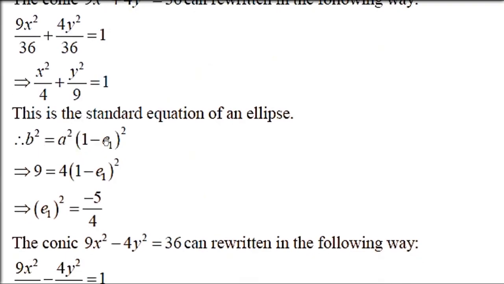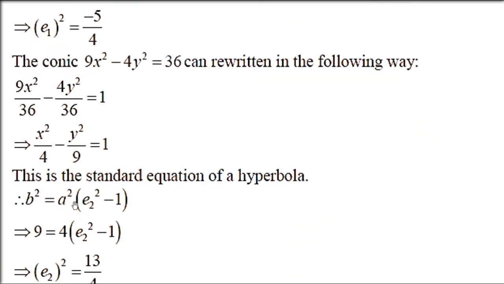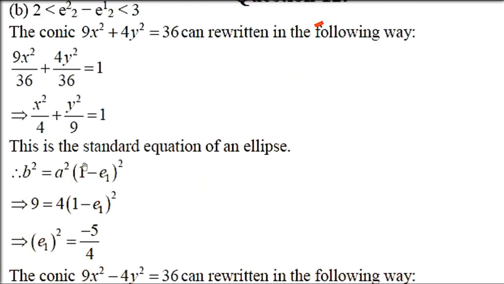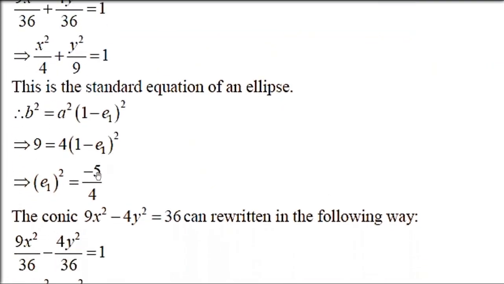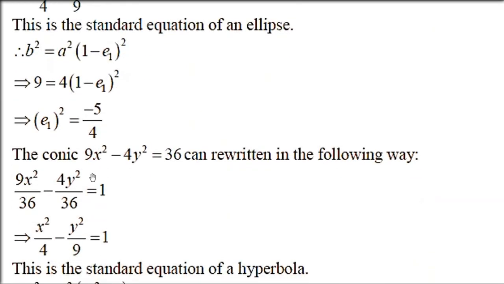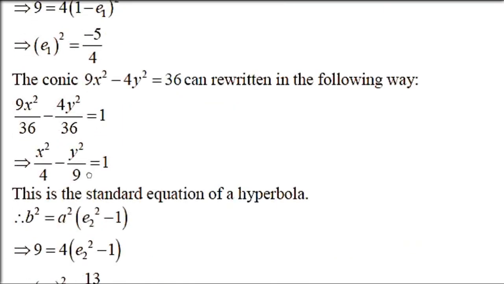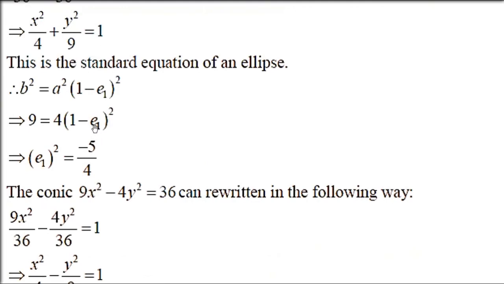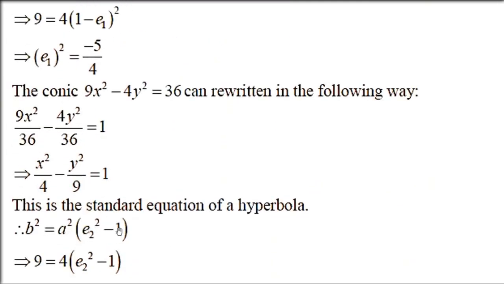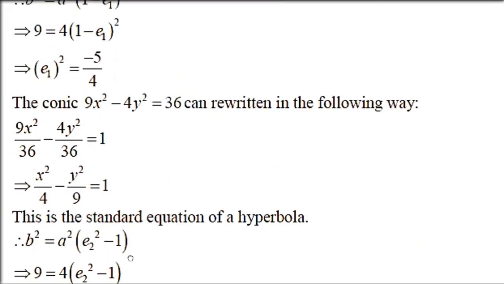The equations are different. Here it is b square equals a square into 1 minus E1 square. For the hyperbola it will be b square equals a square into e square minus 1. So E1 square will come as minus 5 by 4. Similarly, do it here. Divide both sides by 36. Exactly the same thing is going to come, but only the negative sign will be there. A square is 4, b square is 9. Here you take the eccentricity as E2. So your E2 square is minus 5 by 4. So you have E1 square and E2 square.